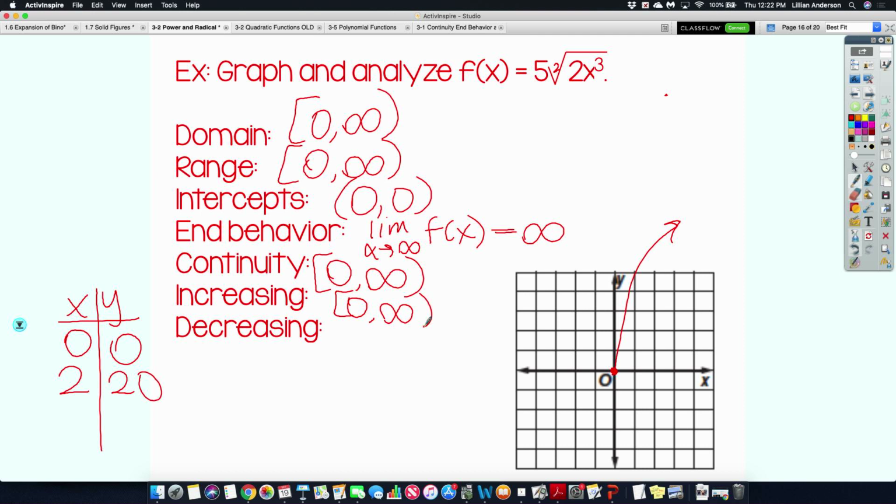Now I will say this: if you put a parenthesis around the 0 for increasing, I'm not going to penalize you, but I will for the domain and range because that is included. Okay. Is it decreasing? There you go. All right. We're going to do the last one together as well.